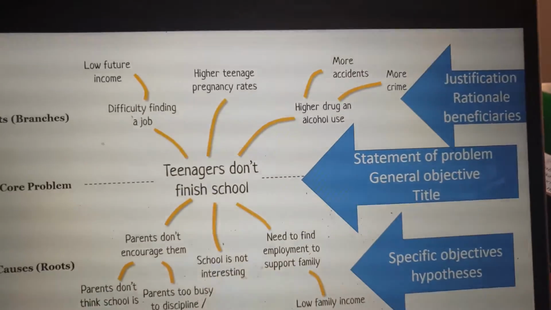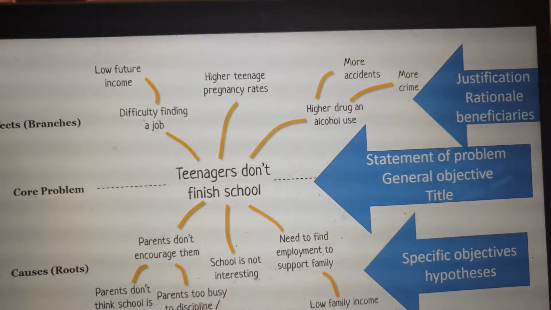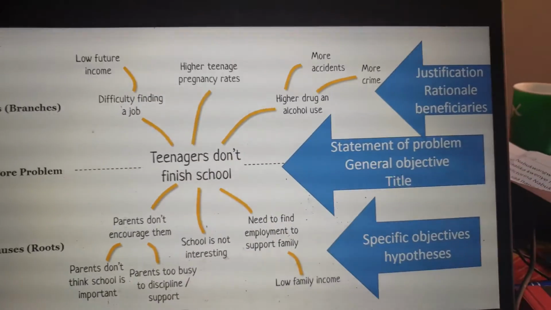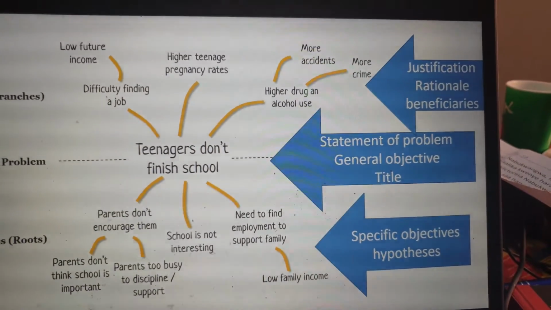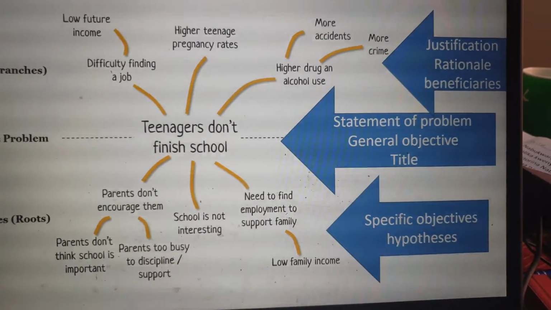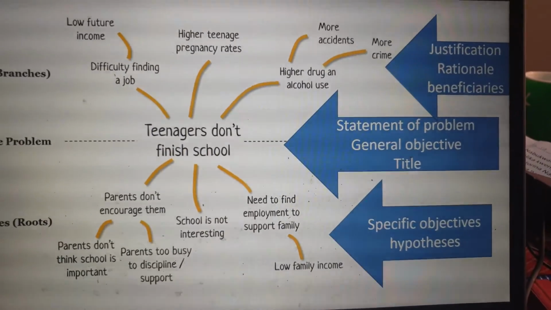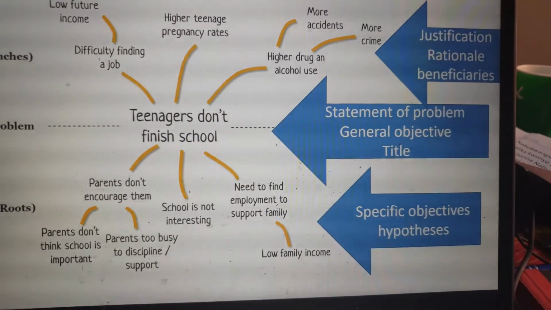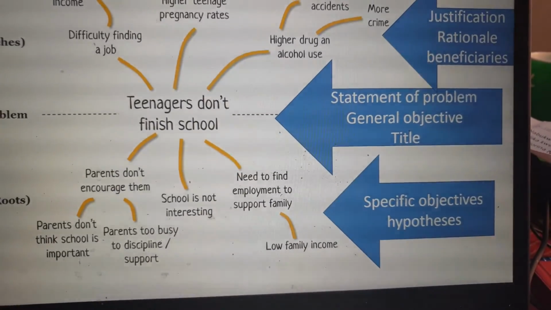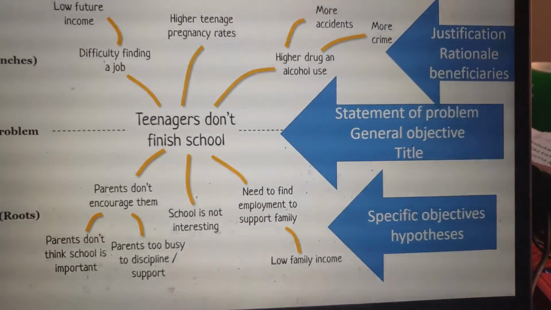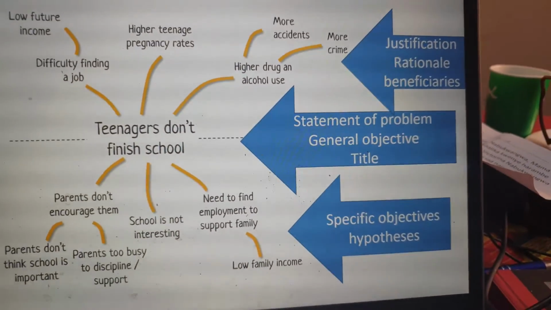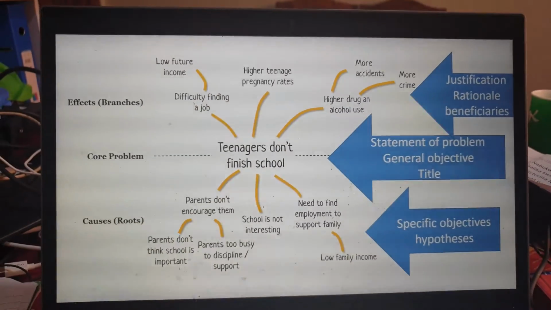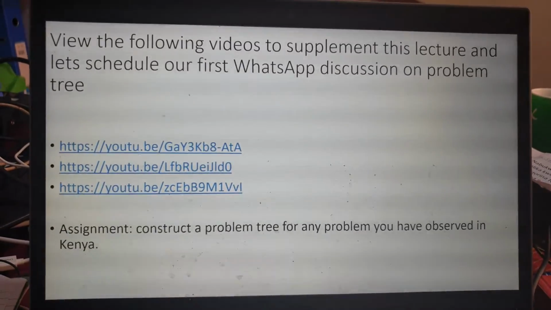So you see, if you do your problem tree very well, you are killing so many birds with the same stone. You are getting your statement of the problem generated. You are getting the general objective generated. You are getting your title. Also, I have said, please never start your research by writing a title or a topic. You are generating specific objectives and hypotheses, particularly for quantitative research. And you are already generating your justification, rationale, and the benefit of the study. So, a very rich technique.